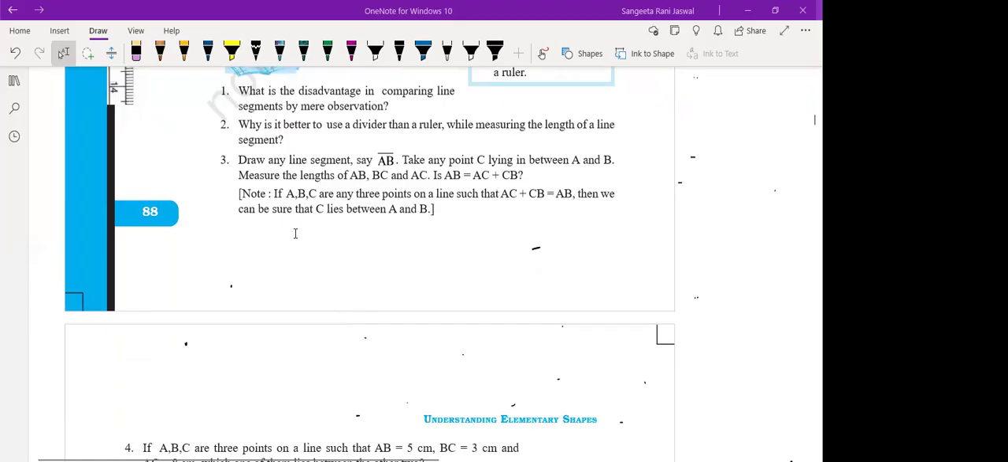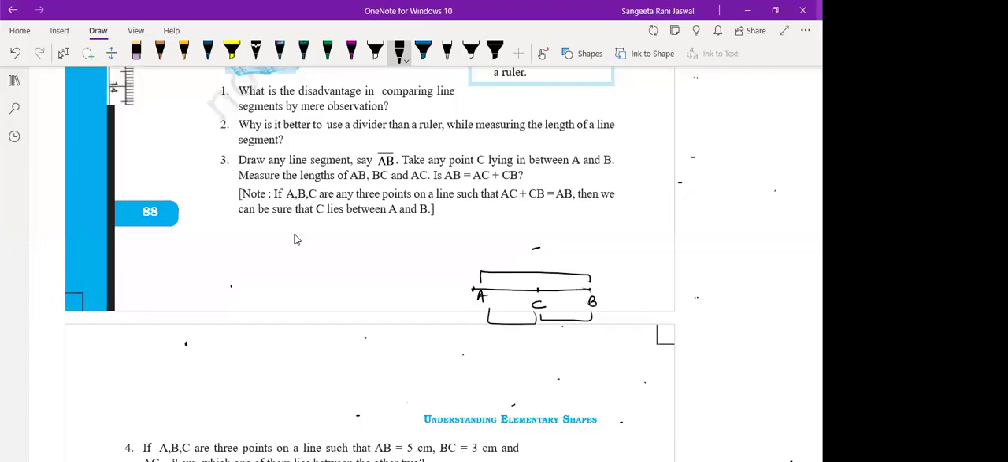Draw any line segment. Say the line segment is AB. Take any point C lying in between A and B. So that means we have taken a line segment from A to B, right? This is point A, this is point B, and in between it is saying there is a point C on it. Measure the lengths of AB, BC and AC. So AB is this, BC is this and AC is this much.